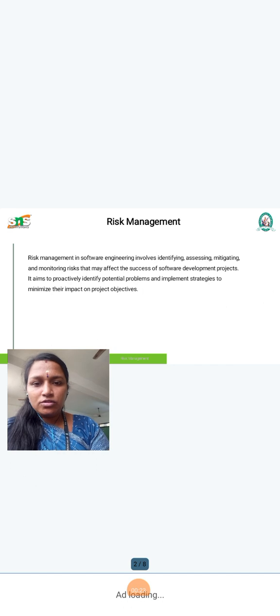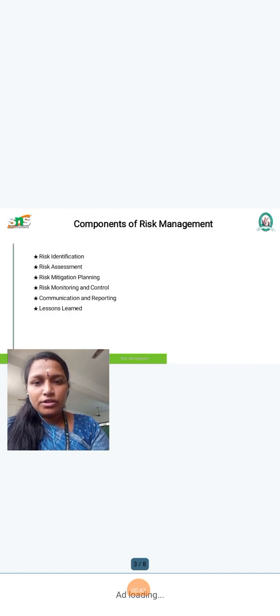Risk management in software engineering involves identifying, assessing, mitigating, and monitoring risks that may affect the success of software development. It aims to proactively identify potential problems and implement strategies to minimize their impact on project objectives.